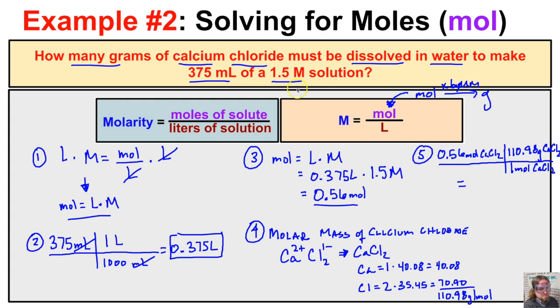And if we're using the correct number of sig figs, we have 3 sig figs here and 2 here. So our final answer should just be 62 grams of calcium chloride that were dissolved in this solution right here. So there's 62 grams of calcium chloride dissolved to make 375 milliliters of 1.5 molar solution of calcium chloride. Let's take a look at another example.